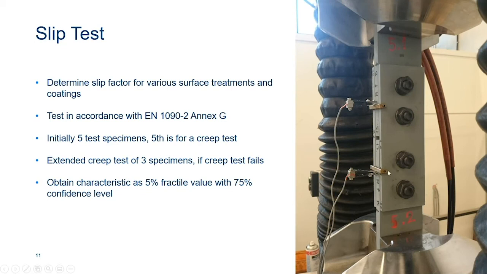The test is a standard test that is described in EN1090-2 Annex G. Initially you have to carry out five tests, where the fifth one is a creep test. The creep test has a risk of failing because it's tested for a longer period than the first four specimens. If the slip during this period is too much, then you need to do extended creep tests of three additional specimens. In the end, you will obtain a characteristic value for your slip factor as a 5% fractile value with a 75% confidence level.